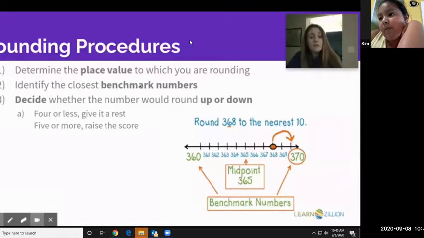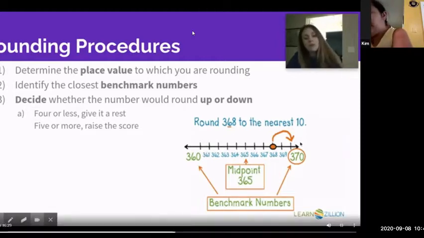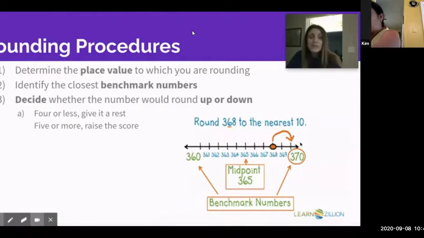Then we will identify the closest benchmark numbers. When we're rounding to the tens, it would make sense that we would need to identify the numbers that have a 10 within them on either side of our given number. 368 is between 360, and moving up on the number line would take us to 370. Again, these are the 2 tens that our number is between.